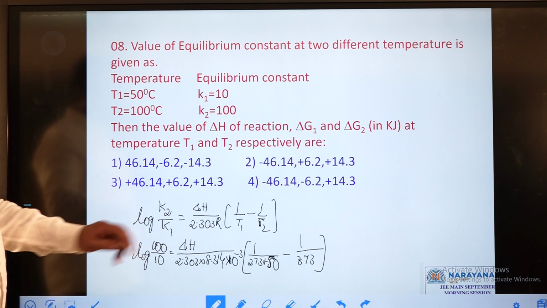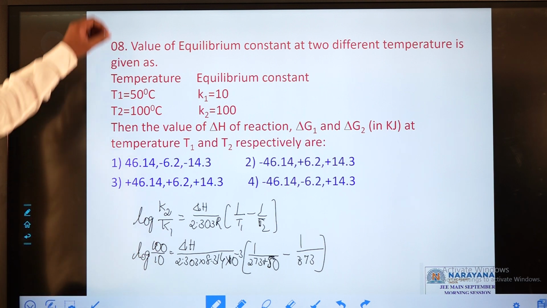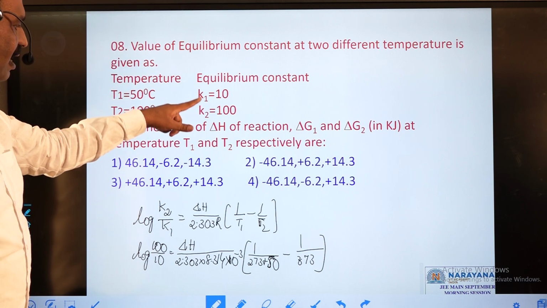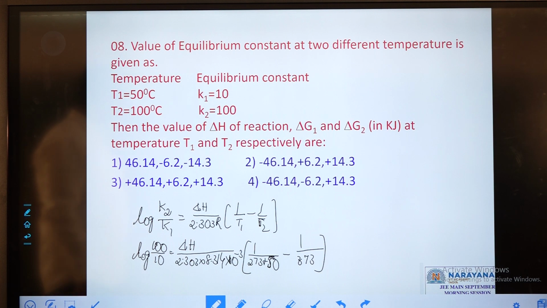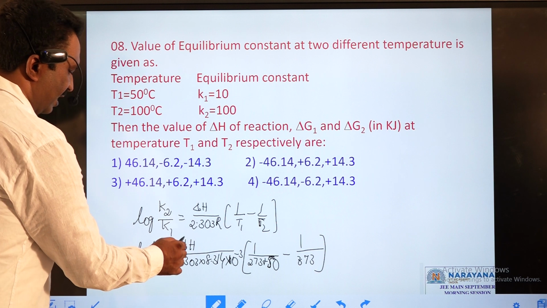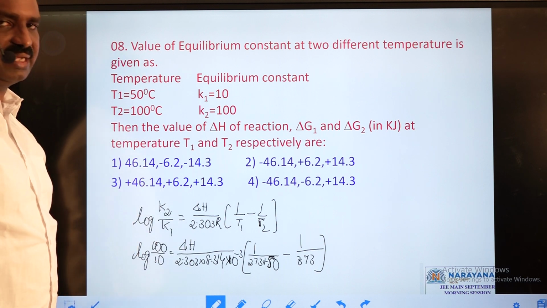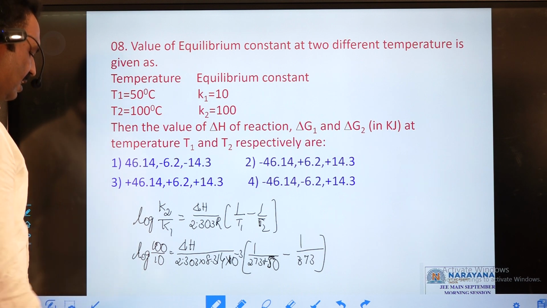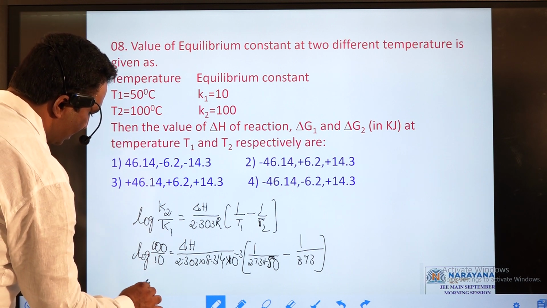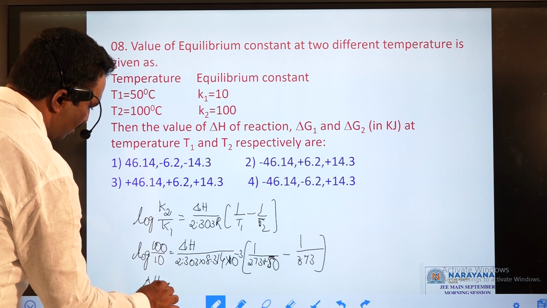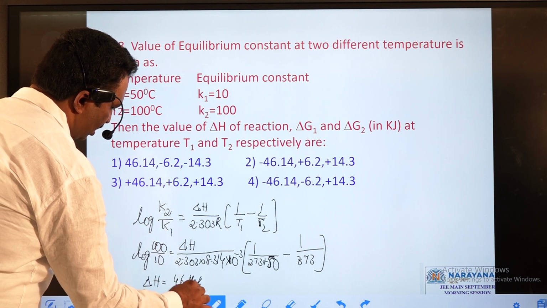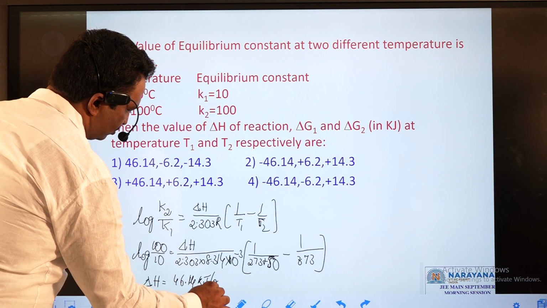So here you can identify very simply that as the temperature is increasing, the K value, that is the equilibrium constant value, is increasing. That indicates you will definitely get the value of delta H as a positive value. Delta H is positive. In this case we are getting delta H nearly 46.14 kilojoules per mole.